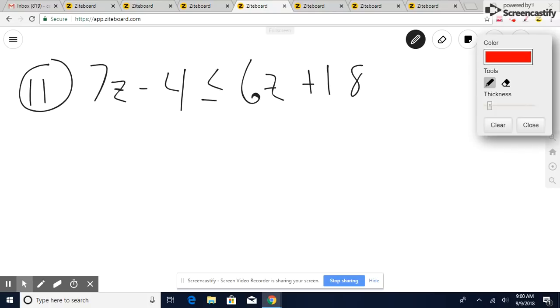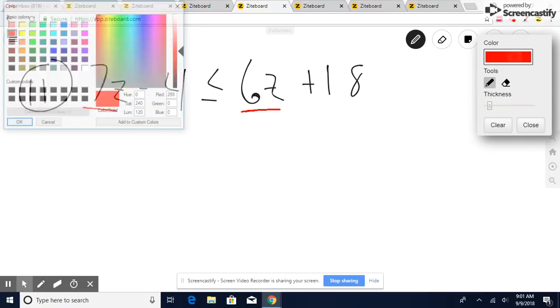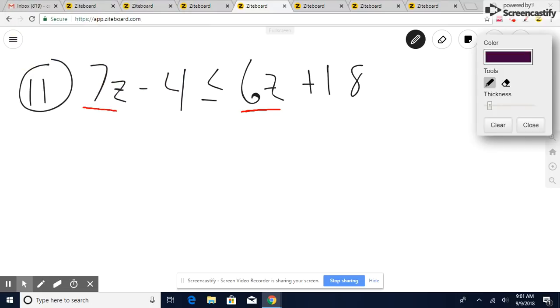And since we have variables on both sides, we got to move one of them. So we've got a Z and a Z. All right, we got 7Z and 6Z on both sides. So we need to move one of those. Okay, so by moving it, I'm just going to minus 6Z on this side. And whatever I do on one side, I need to do on the other. Okay, that's going to cancel out. 7 minus 6 leaves 1Z, or you can just put Z.